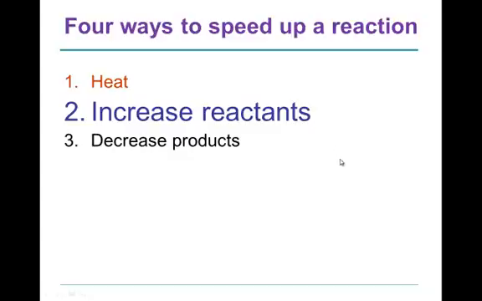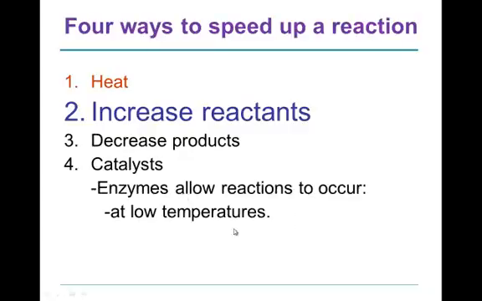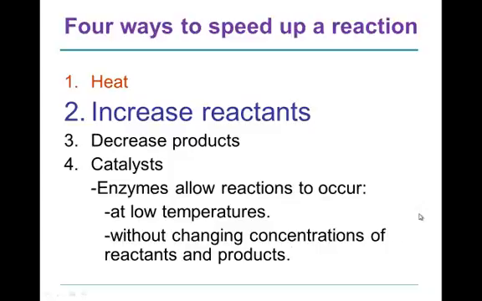And the fourth and final way to speed up a reaction that we're considering here is with catalysts. And of these 4 different ways, life has chosen to use catalysts. If we increase heat, that can be very problematic for living things, for cells that are made of and contain many proteins, which can denature at high heat. Increasing the reactants can mess up the needed control of metabolic pathways, and the same with decreasing the products. And so catalyst is the mechanism that life settled upon to use to control or to speed up reactions. And so enzymes, biological catalysts, allow reactions to occur at low temperatures without changing the concentrations of reactants and products.